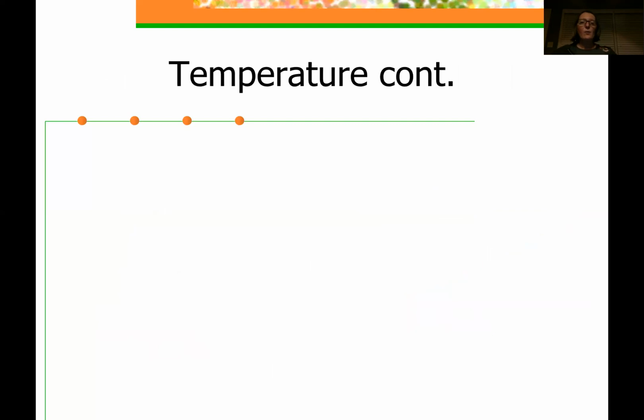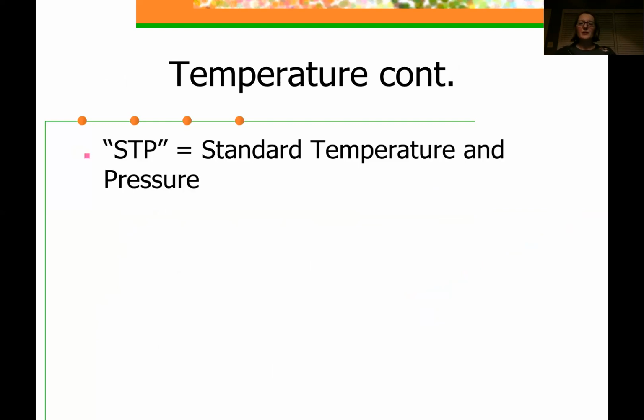I've mentioned to you guys before standard pressure. Well, we actually refer to something called STP, which is standard temperature and pressure. Remember, standard pressure was 1 atmosphere, or 760 mmHg, or 101.325 kilopascals. Standard temperature and pressure will be 273 Kelvin and 1 atmosphere. So if you see things that say this gas is at STP, you know that gas is at 273 Kelvin and at 1 atmosphere.